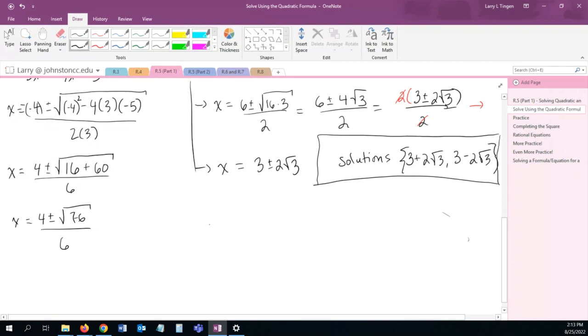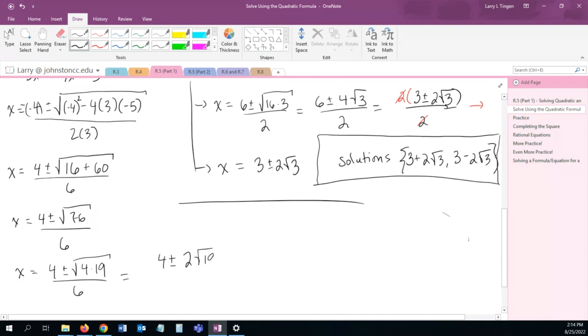Does 76 break down into prime factors? Yes, it does. Or does it have a perfect square as a factor? It does. How did I find it? I just divided by 2 and divided by 2 again, and it worked. So what I found was that 76 is the same thing as 4 times 19.